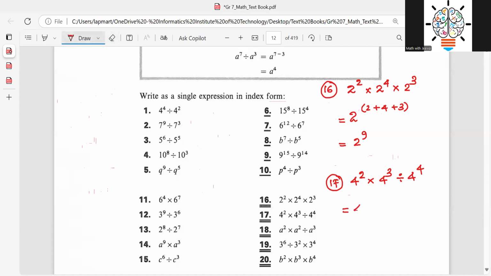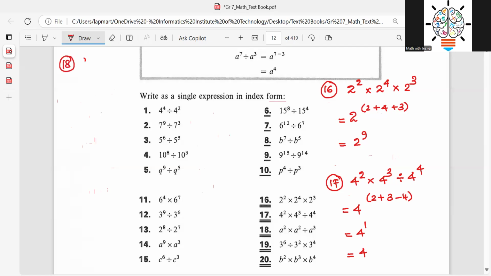Here you write 4, then 2 to the power of 3, then 2 plus 3 minus 4, right? 2 plus 3 is 5. 5 minus 4 is 1, right? So then I am telling you again, the suitable answer according to this question's instruction is to keep the answer in index form. So then we will move to question number 18.